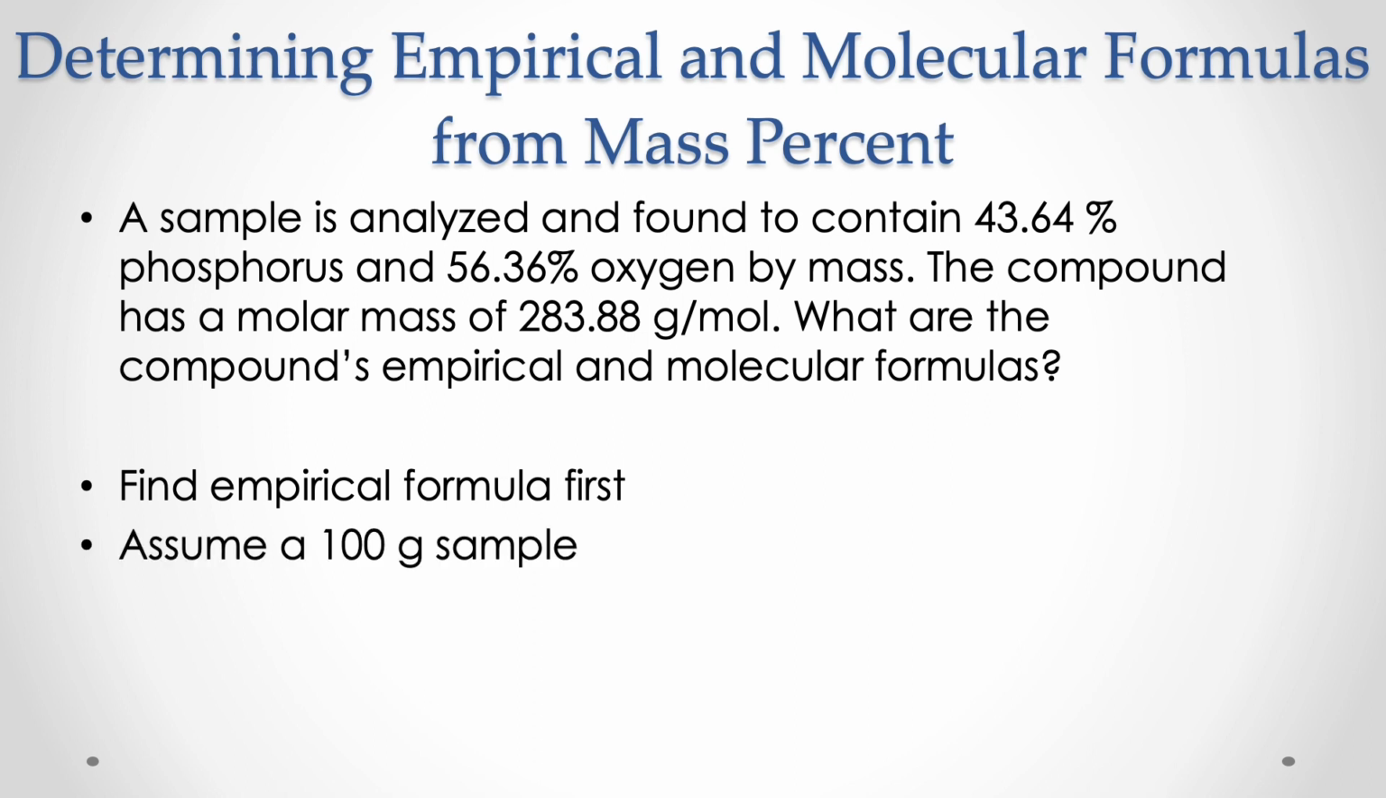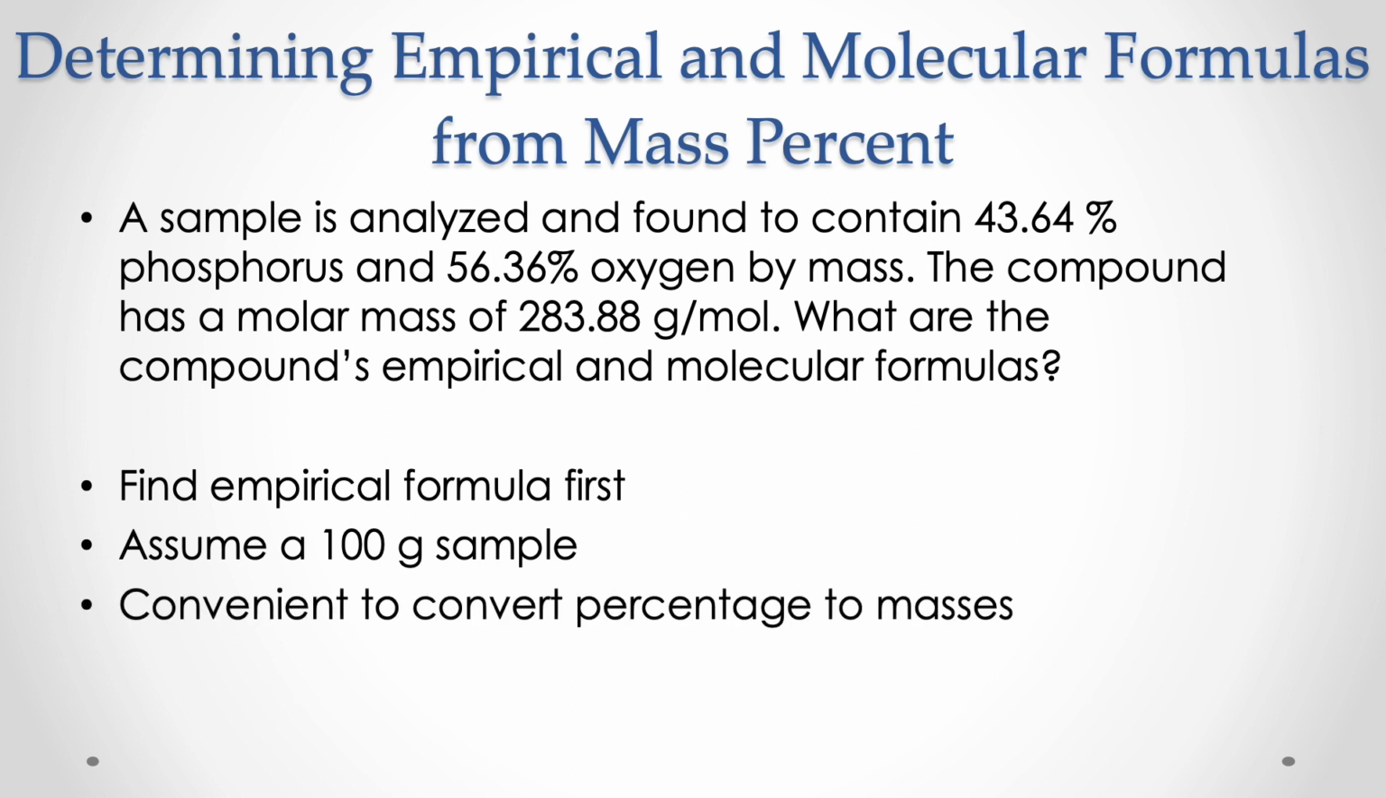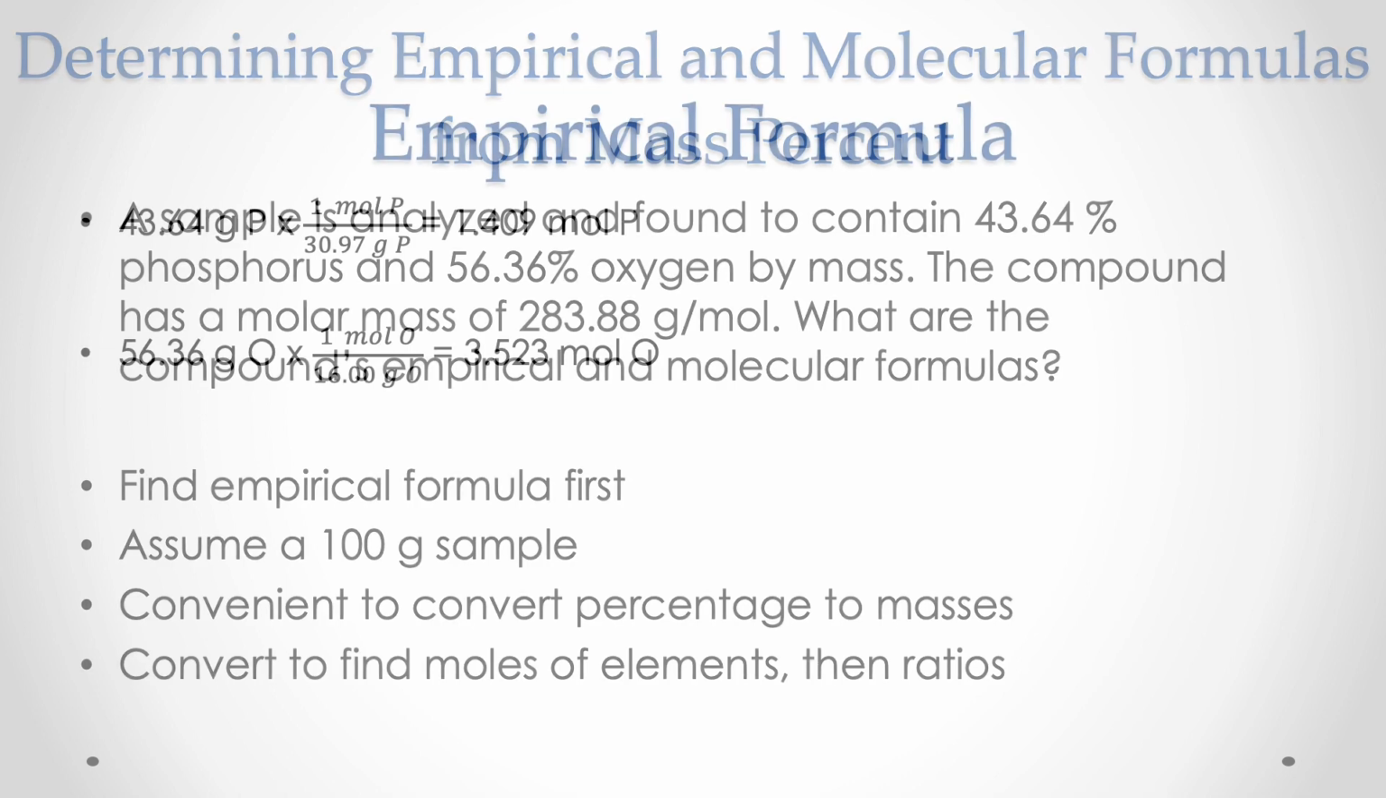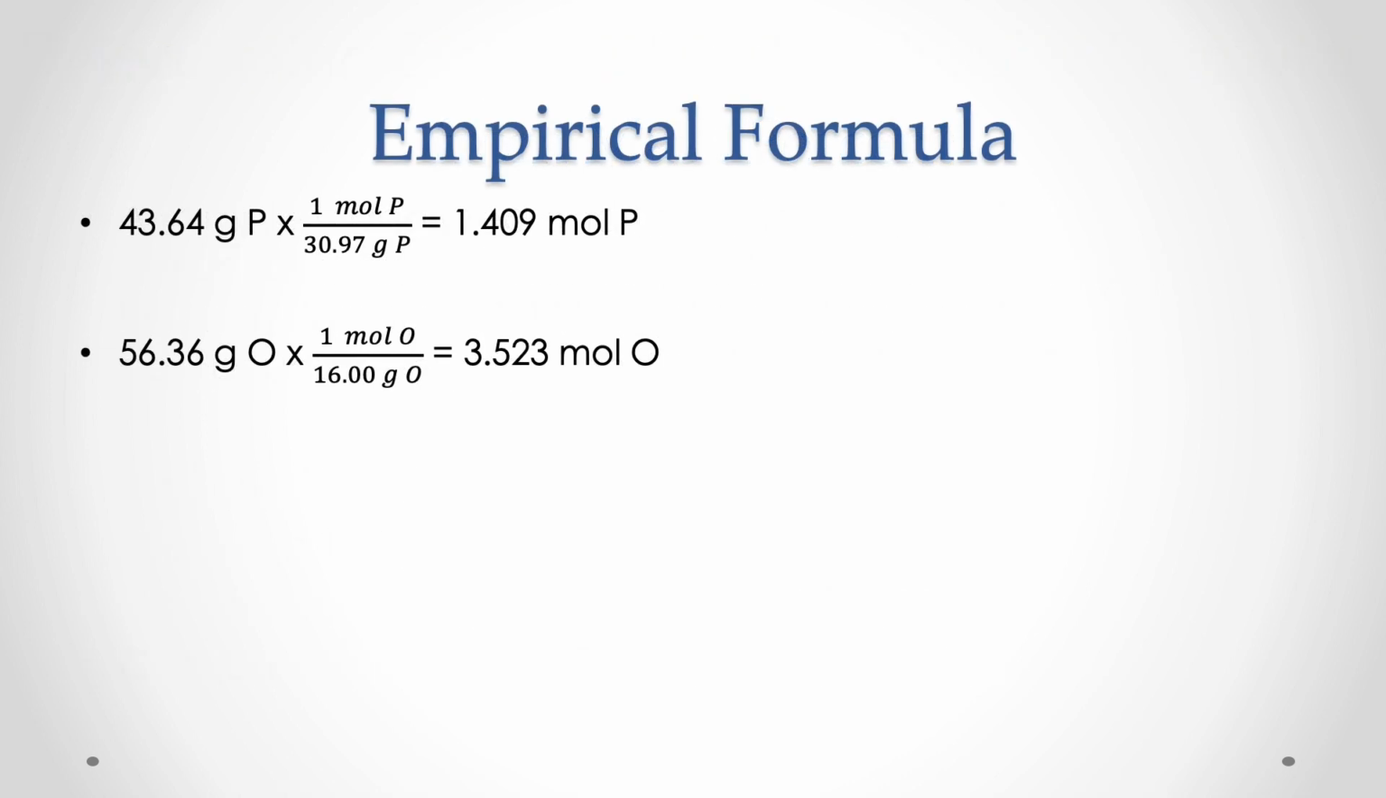When dealing with mass percent, it's easiest to assume a 100-gram sample, because it is convenient to convert percentage to masses. Then we can convert to find moles of elements, then ratios. Based on percentages, a 100-gram sample will have 43.64 grams of phosphorus and 56.36 grams of oxygen. We can find the moles of each element next. This mole ratio isn't the simplest whole number ratio, so we can divide each mole by the smaller value.